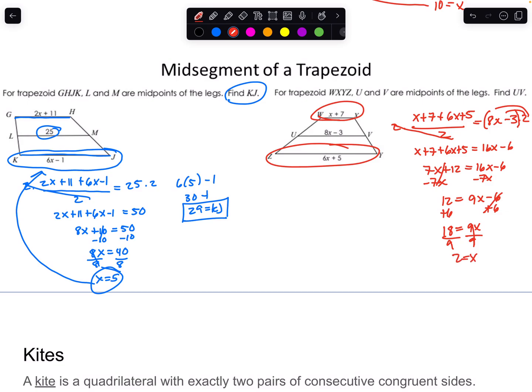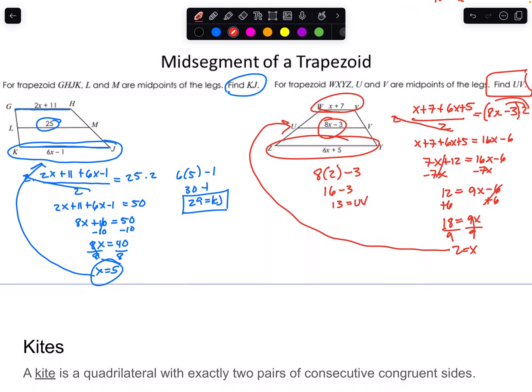Again, I'm interested in solving for the length UV, so I've got to plug the 2 back in here for UV. So 8 times 2 minus 3. That's simply 16 minus 3, which is 13, the distance from U to V. That's it. Do you know which two to add and divide by 2 to get the length of the middle?